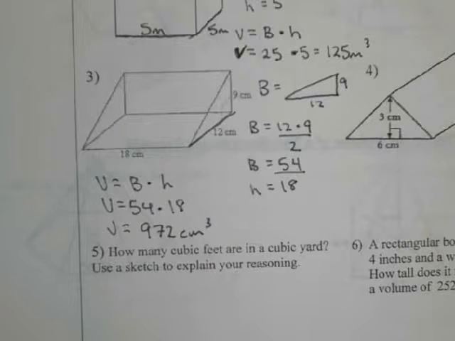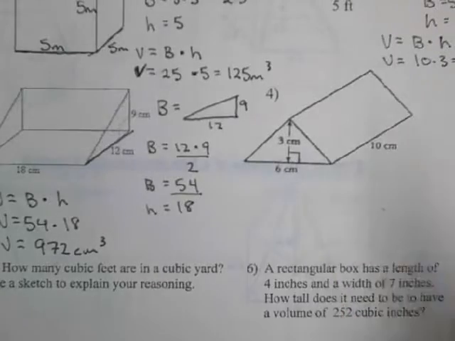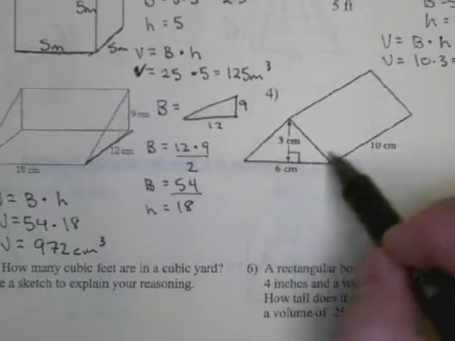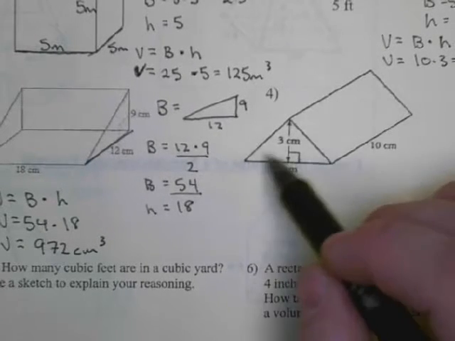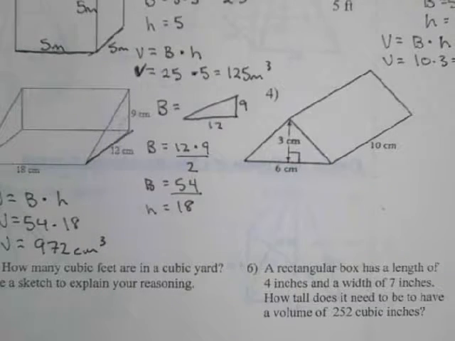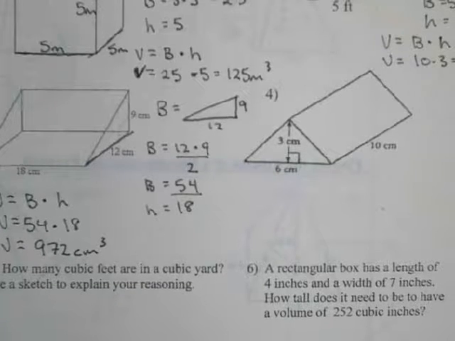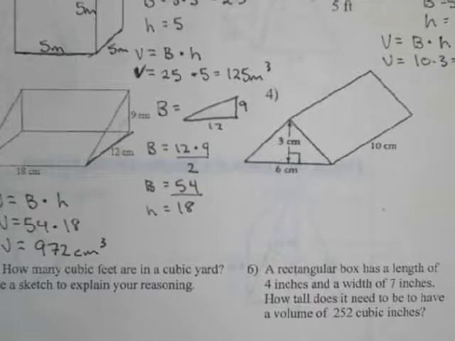So if you would, please go ahead and pause and try number 4 on your own. Remember, the base is the side that is both the same on both sides. So if you picture this, what shape would really be the base, and what would really be the height? So go ahead and pause number 4 and try it on your own. And then when you come back, we'll look at it together.